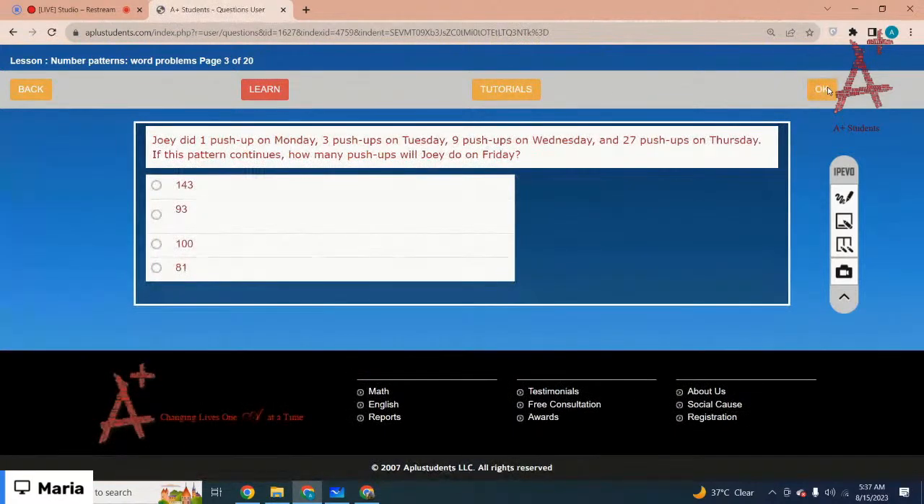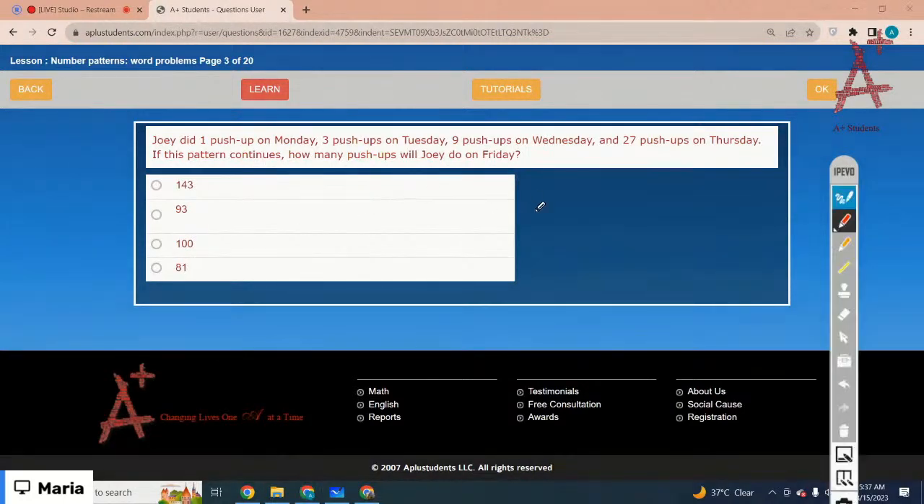Joe did one push-up on Monday, 3 push-ups on Tuesday, 9 push-ups on Wednesday, 27 push-ups on Thursday. If the pattern continues, how many push-ups will Joe do on Friday? So which is the correct option?